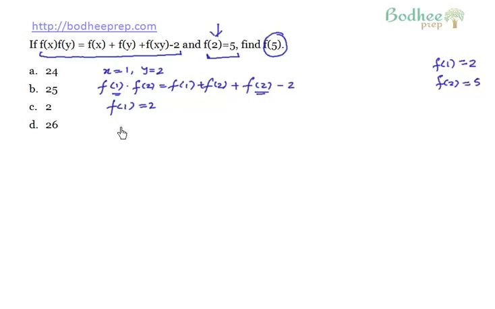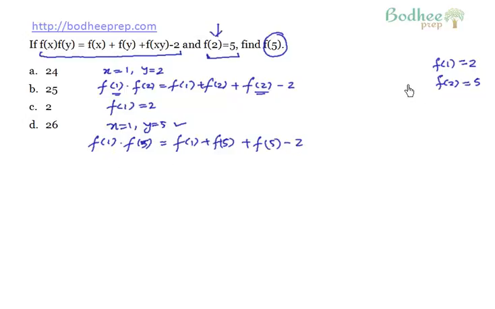Yes, we can try. If I take x is equal to 1 and y is equal to 5, or vice versa, I will get an expression of f of 1 and f of 5. I know the value of f of 1, and hence after substitution I might get the value of f of 5. But if we try this, we'll encounter one problem. Let's see what that problem is. So if I put it, it will be f of 1 into f of 5 is equal to f of 1 plus f of 5 plus f of 1 into 5, which is f of 5, minus 2.